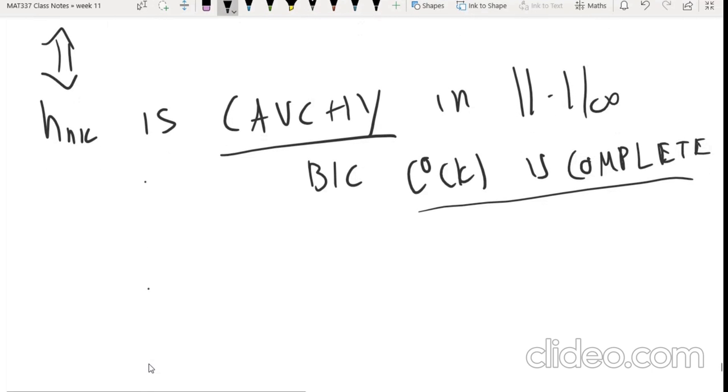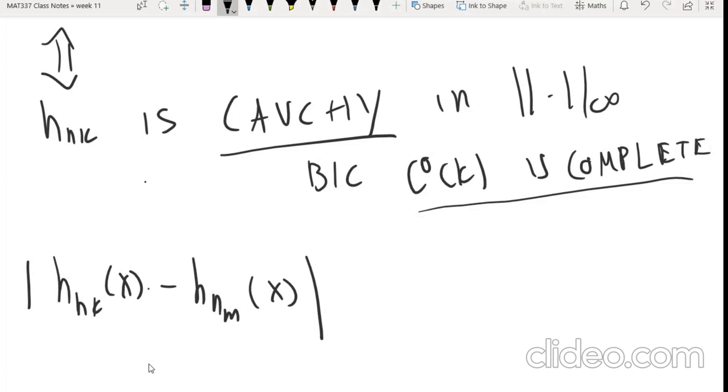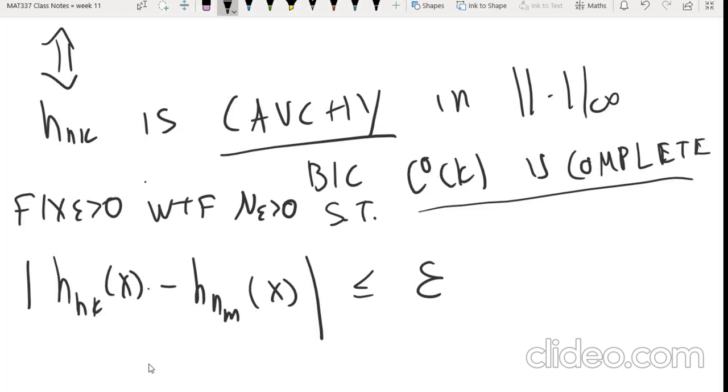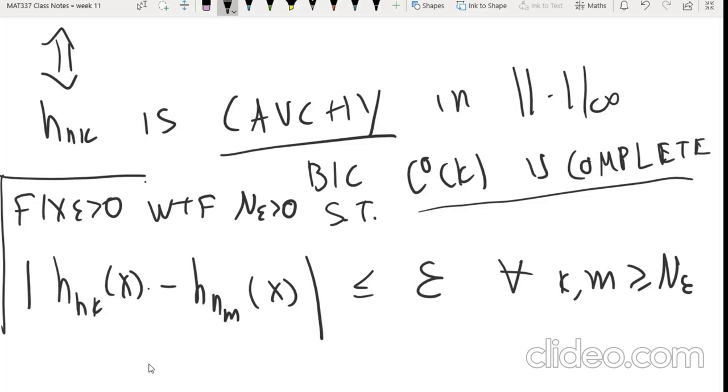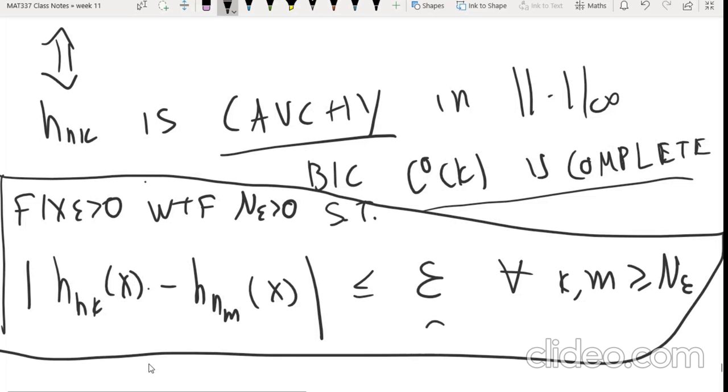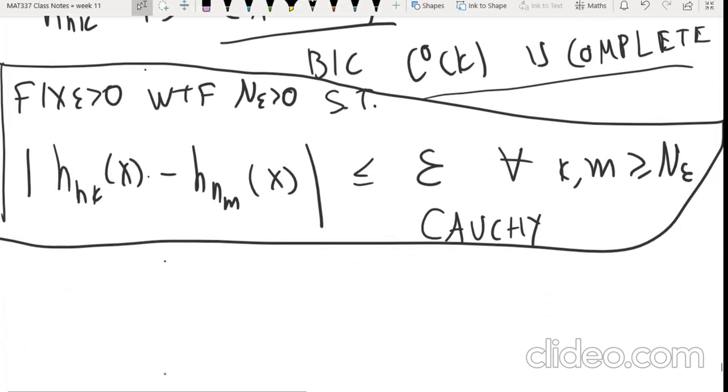Okay, just one minute, I'm almost done. So h_k(x) and then h of a different index, h_m. We have to show that this is less than epsilon. So fix epsilon. We want to find n_epsilon so that this is less than epsilon for all k and m bigger than n_epsilon. That's what it means to be Cauchy in the sup norm, so we take the sup over all x.